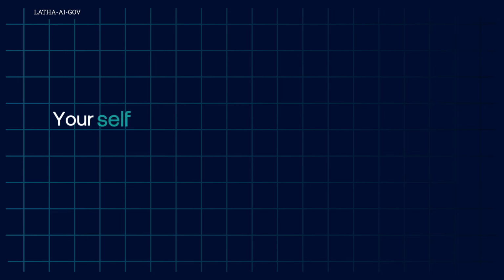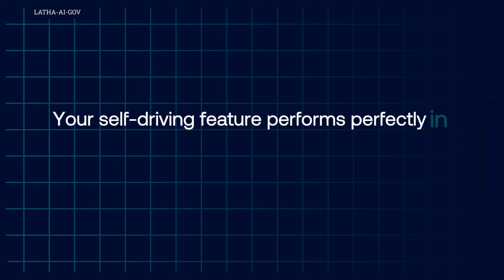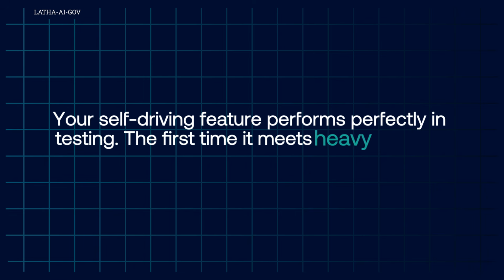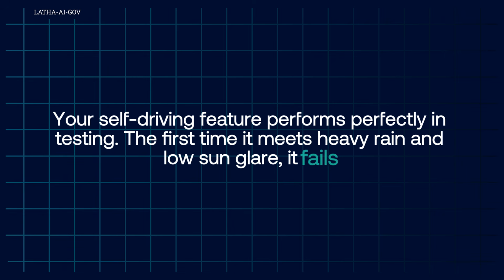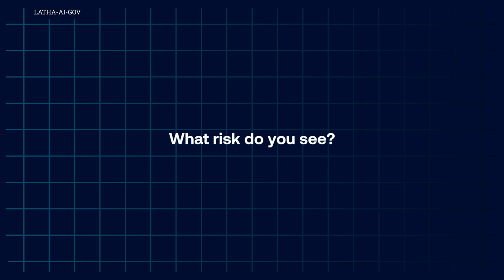Round 6. A self-driving feature performs perfectly in testing. The first time it meets heavy rain and low sun glare, it fails. What risk do you see?